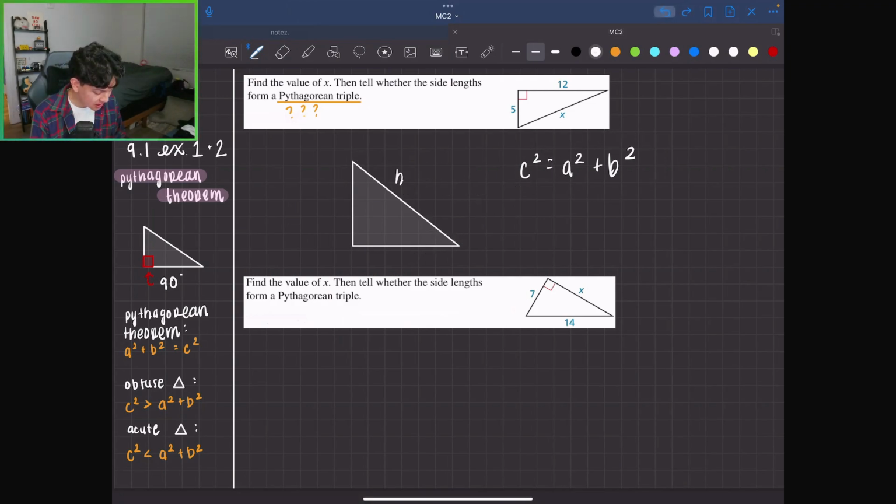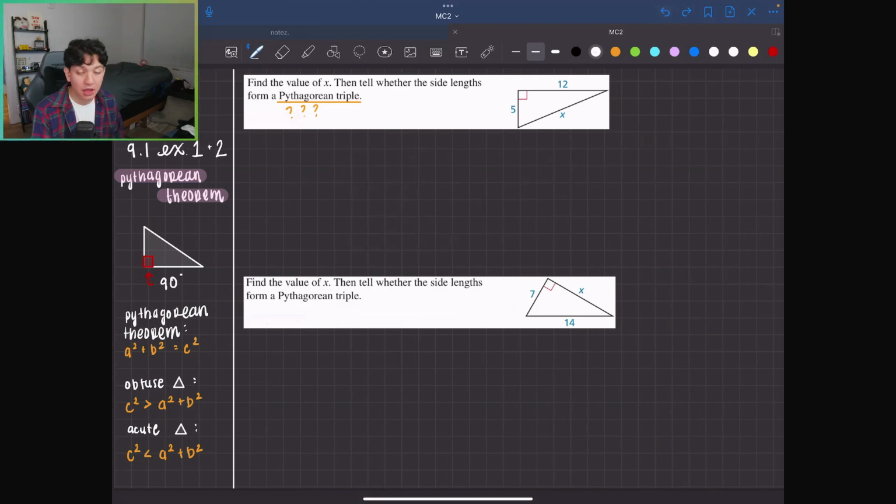For the first example, it says, find the value of x, then tell whether the side lengths form a Pythagorean triple. A Pythagorean triple is just three values that are integers. Like 3, 4, and 5, this would be considered a Pythagorean triple because all of the side lengths of the triangle are integers. So let's take a look at this one. Our legs here are 5 and 12, and our hypotenuse is x. Let's use the Pythagorean theorem to find the missing value of x.